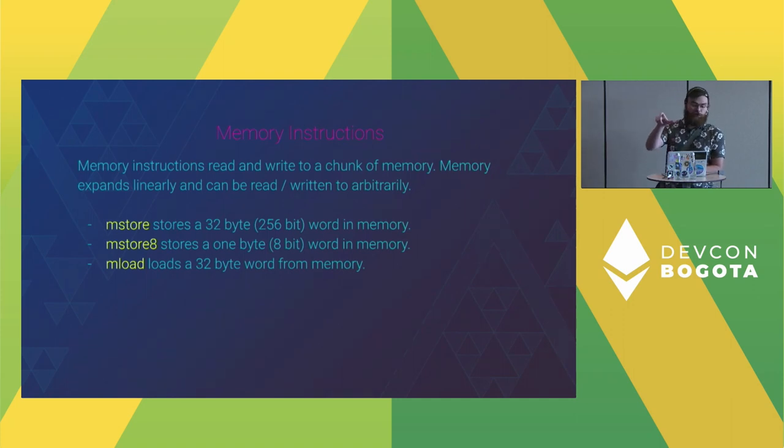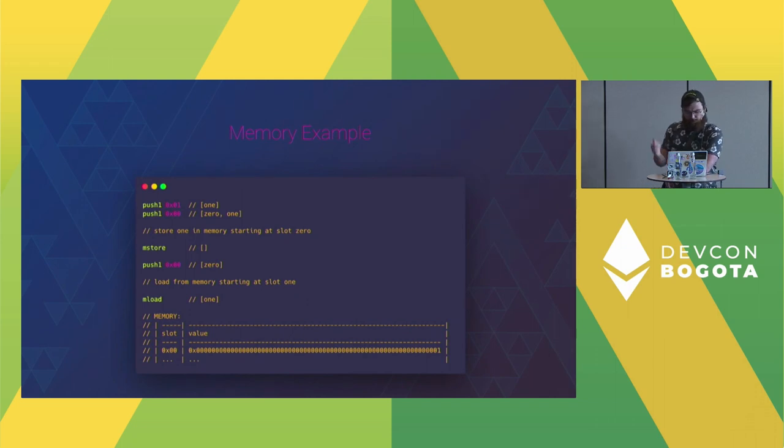And we can also mload. So what this does is load a 32-byte word from memory, given some index in that memory. So here, we're going to push the number 1, then the number 0 to the stack. And what mstore is going to do is consume these 2, and it's going to say, at position 0, we're going to store the number 1. And it's going to be padded out to the full 32 bytes. And so after we've written to memory, if we push a 0, or any index in memory, to the stack, we can call mload. It's going to consume that index and then return to us the value there. So in this case, pushing 0, mload is actually going to pull out this 1.